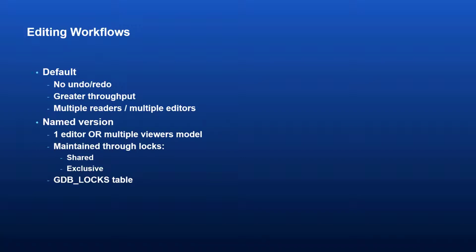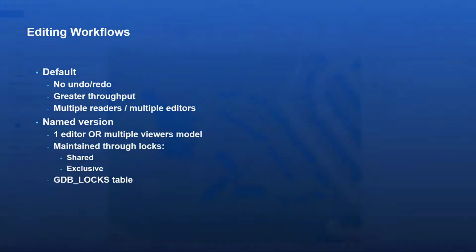Named versions follow a one editor or multiple viewers model. This behavior is maintained through shared and exclusive locks, which are recorded in the GDB locks table in the underlying DBMS. I now want to demo editing a version, where a user with higher privileges can eventually review my edits and merge them with default. Let's proceed with editing a version.